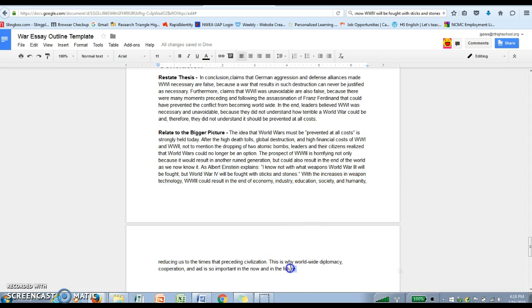Then, last but not least, the opinion of the author becomes blatantly clear, where they're saying that worldwide diplomacy, cooperation, and aid is important because it will ultimately prevent world wars from occurring. We see a very clear opinion here about world wars, and that's what you need to bring into your essay. Have a clear opinion about your war and what it represents to people today.